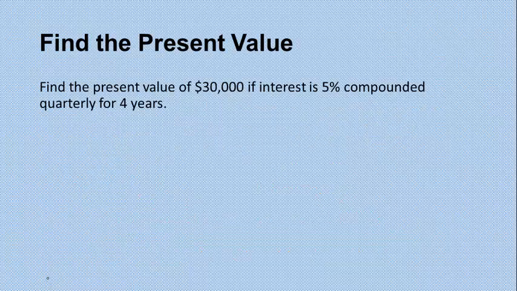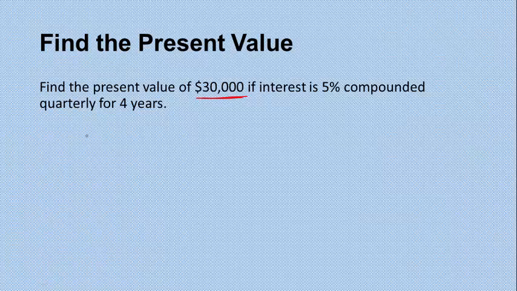Okay, so this time we're going to be finding the present value. In other words, you have this goal of a certain amount of money. So in this case, find the present value of 30,000. I have this goal that I want to be able to purchase something with $30,000. So how much do I have to invest today to get my $30,000 in 4 years if I'm compounding it quarterly with 5% interest. So this is more of trying to figure out the goal, kind of a planning idea.